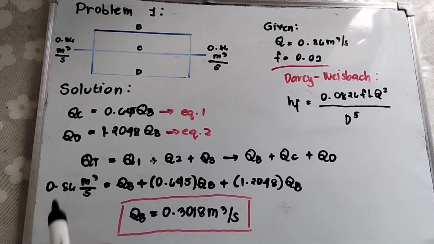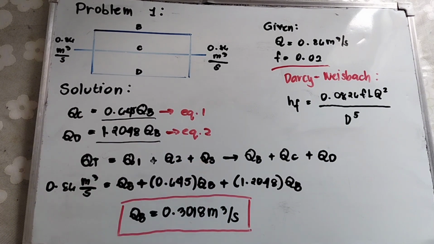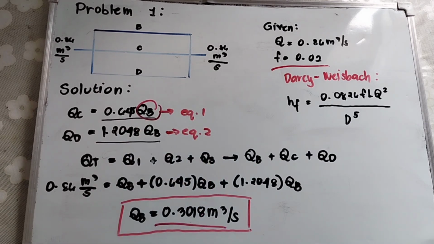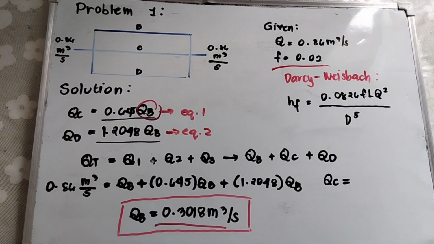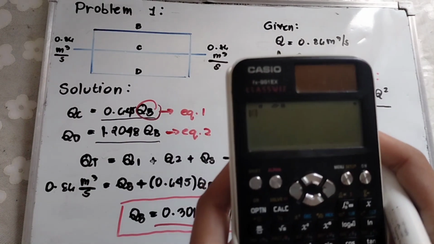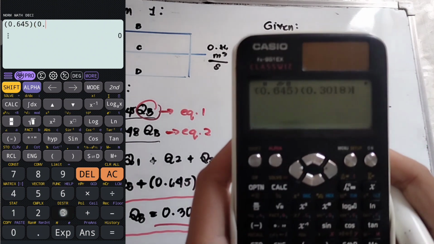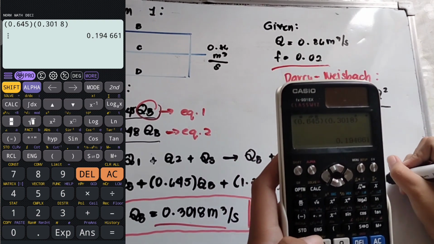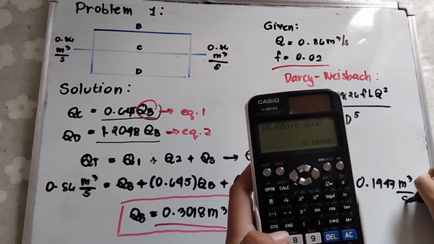To find the value of our discharge at pipe C, we just simply need to use our equation 1, which is 0.645 times QB. Now, we already have a value for our QB, so we just simply need to substitute it. It will now become QC is equal to 0.645 times 0.3018, in which our discharge at C is equal to 0.1947 cubic meters per second.